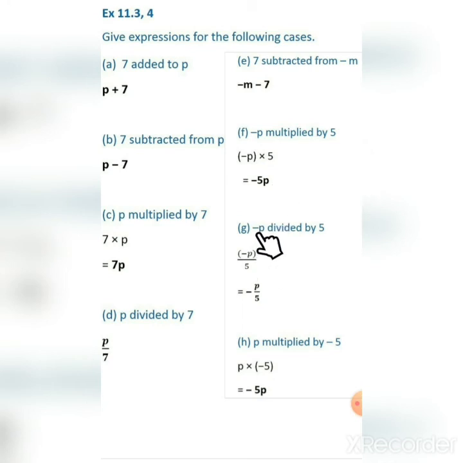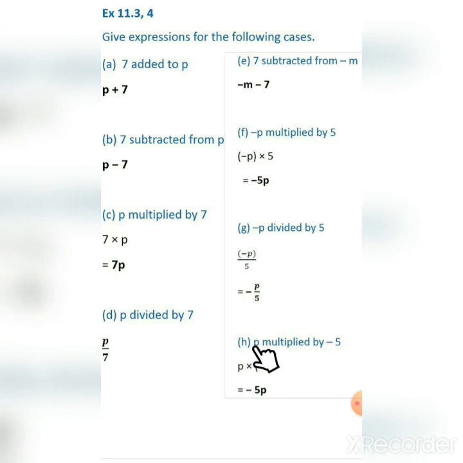Now minus p divided by 5. You can write it like this. But if minus is there with the numerator, it is also there with the denominator, because on dividing we will get the answer in negative or minus sign only. So minus will be in the center and then p upon 5.